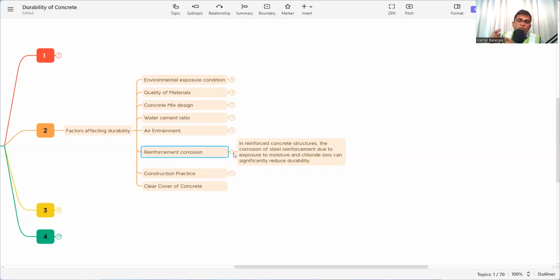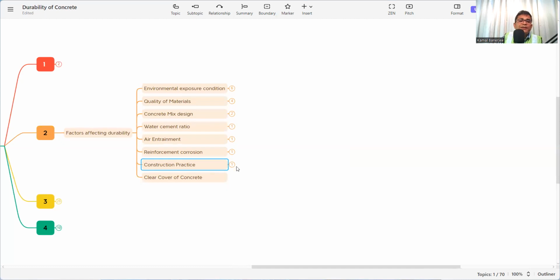That's why we need to be very careful whenever we are providing the clear cover. I will discuss these things later, but the clear cover helps to reduce the corrosion of the steel, which ultimately reduces the concrete durability loss.